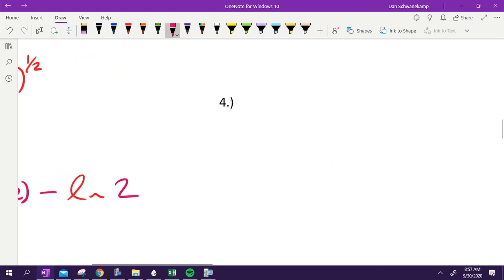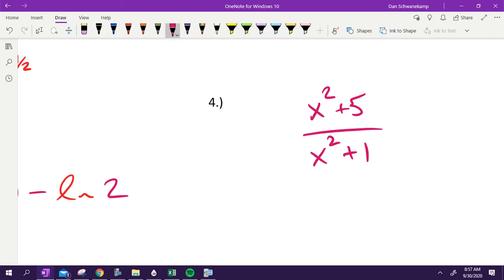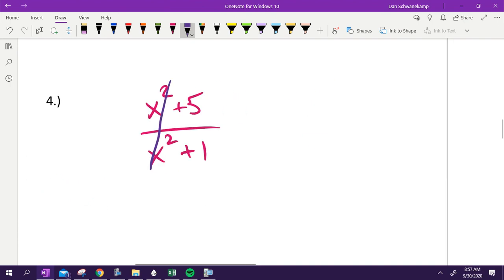Let's just talk. This is completely off topic, but this is from yesterday's quiz. On yesterday's quiz, you got something like this: x squared plus 5 over x squared plus 1. The amount of times that I had students do things like this is bad. You cannot cancel that. Okay? You cannot cancel that. Here's why.